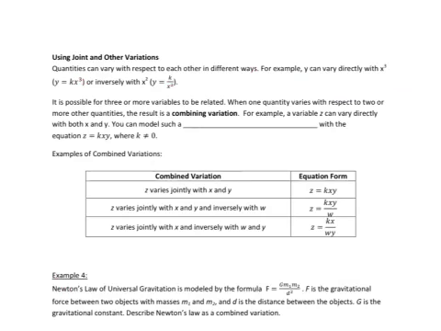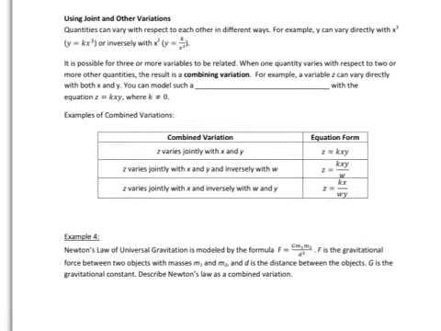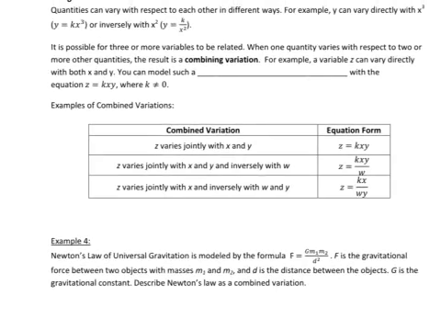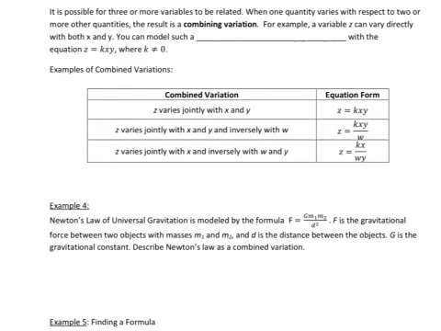All right, for this next part, I'm actually going to skip the little first paragraph. It says, it is possible for 3 or more variables to be related. So all we were dealing with on the front was x and y. Now we're going to throw in a z and maybe a w and who knows what else. When we have more than 2, it's called a combined variation, or we're combining the variations.